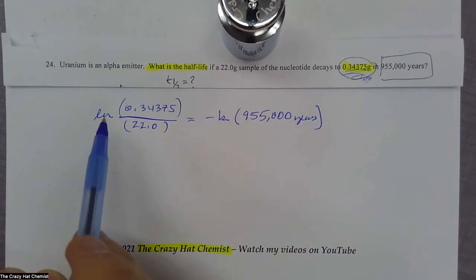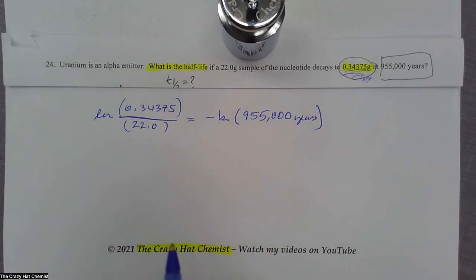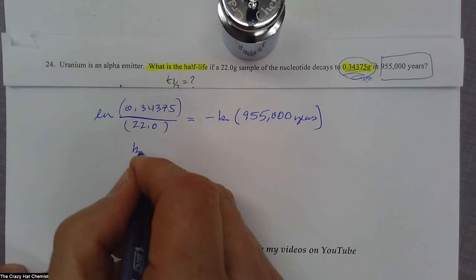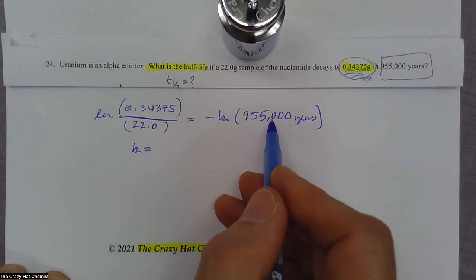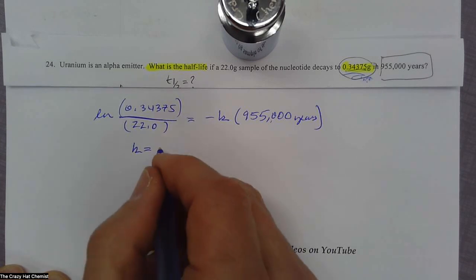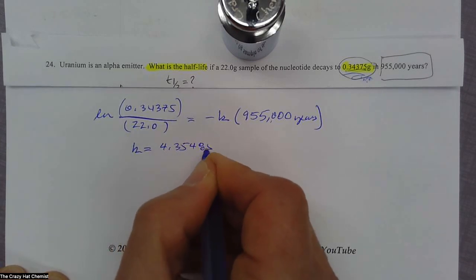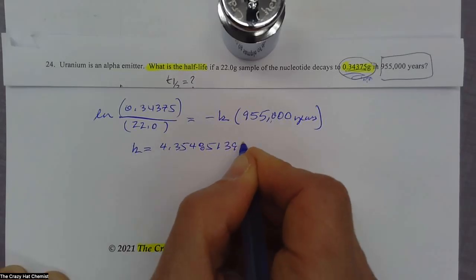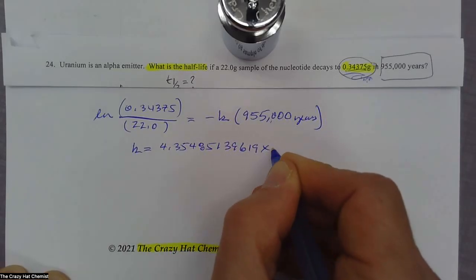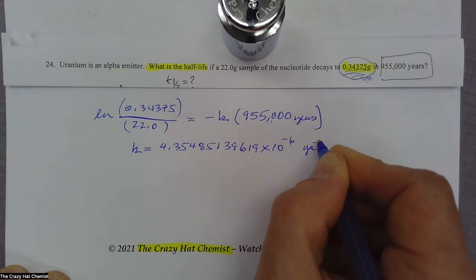So what we're going to do is natural log of, we're going to divide these two. We're going to solve for k, and k is going to equal, we're going to divide by that number right there. And k is going to equal 4.35485139619 times 10 to the negative 6 per year.